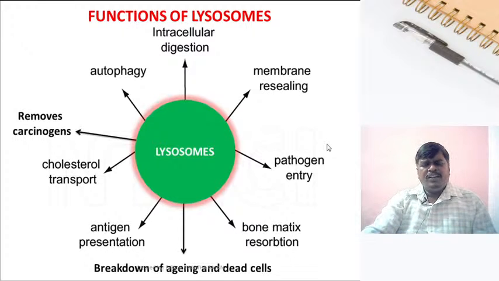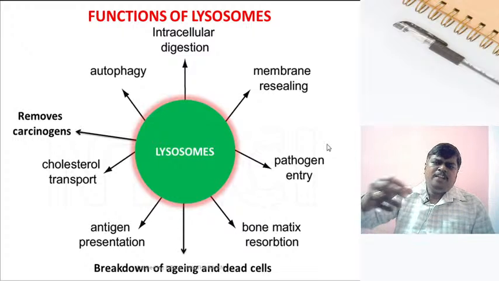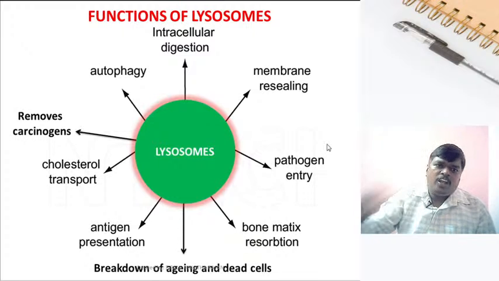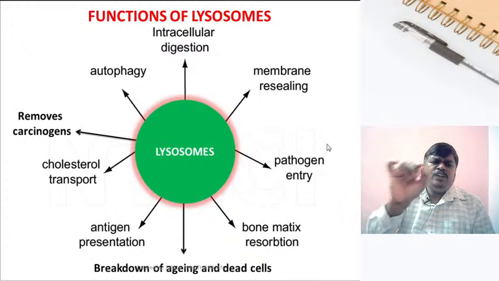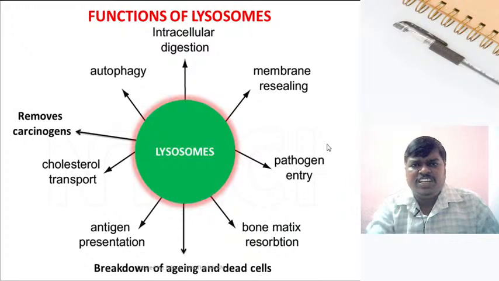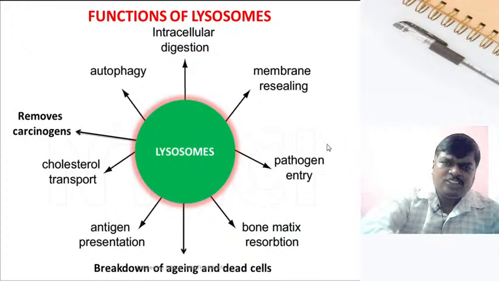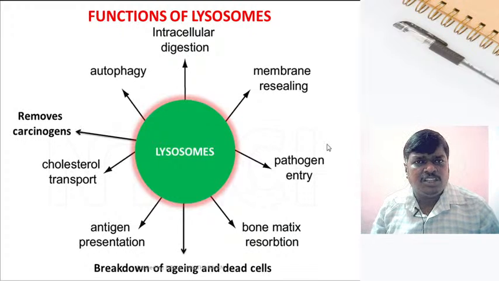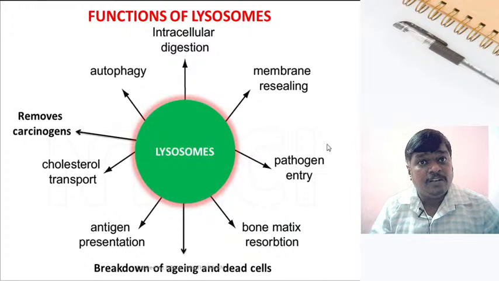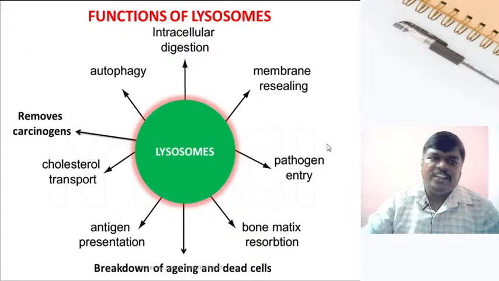And also, these lysosomes are present in osteoclast cells, where they help in bone matrix reabsorption. And also with the help of lysosomes, antigen presentation can be carried out. What is antigen presentation? When any pathogen enters, it releases toxic substances within the body, that is called antigen, and those antigens can be identified with the help of lysosomes.